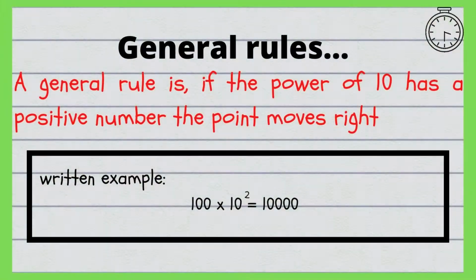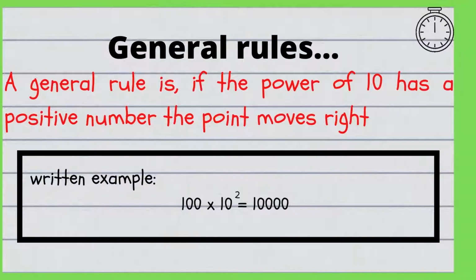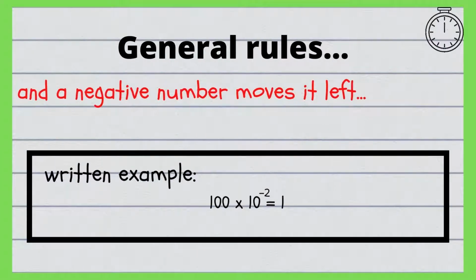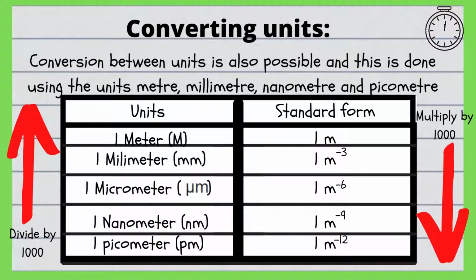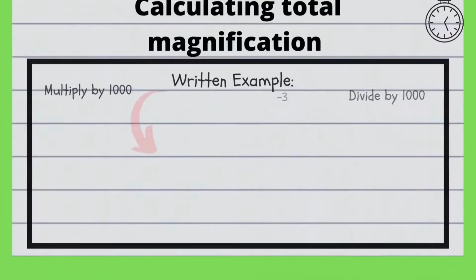A general rule is, if a power of 10 has a positive number, the point moves to the right, and a negative number moves it to the left. Conversion between units is also possible, and this is done in the units meters, millimeters, micrometers, nanometers, and picometers. You can convert units by multiplying and dividing.